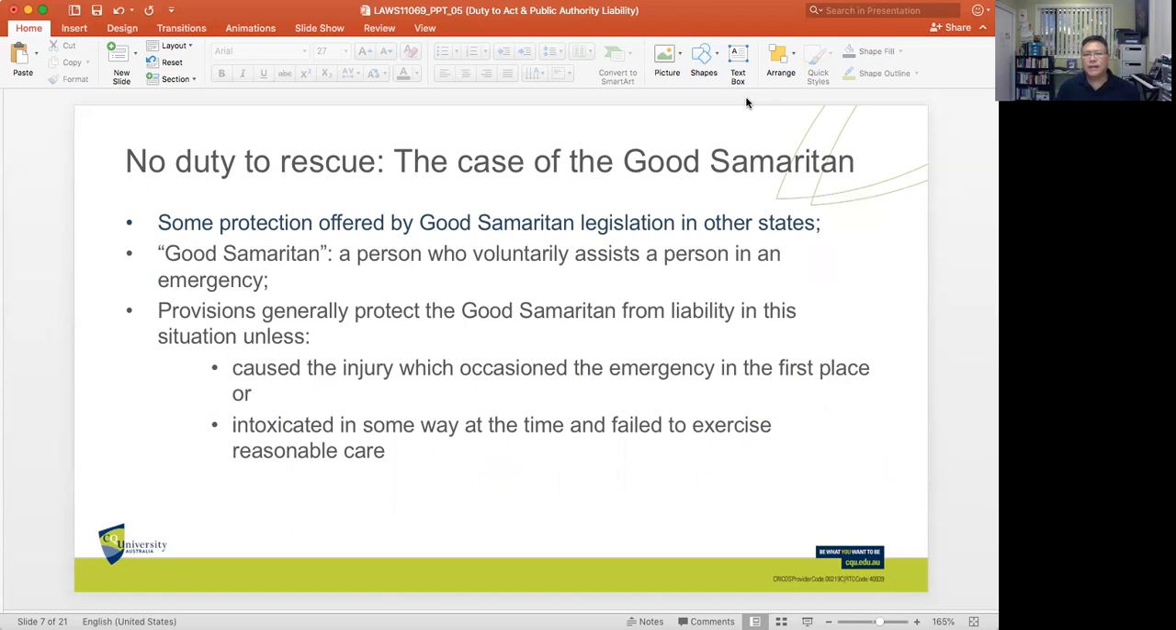When we look at the case of the Good Samaritan, a Good Samaritan is a person who voluntarily assists a person in an emergency or in need, based on the Bible. Now, the question is, when a Good Samaritan tries to rescue another or tries to provide help, even when he has no affirmative duty to act. Remember, there is no duty to rescue, as we said, correct? So there is no affirmative duty to be a Good Samaritan. There is no such thing.